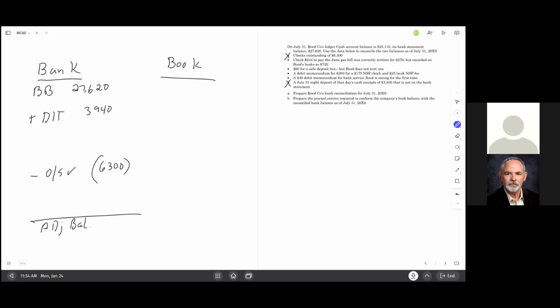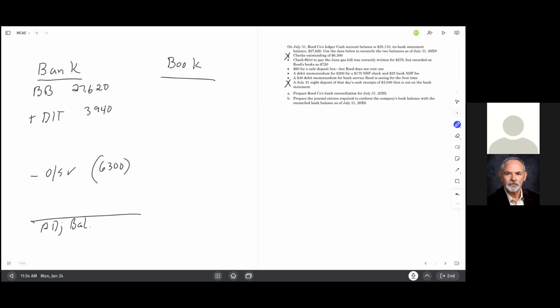But we want to take a look at the details here and see if there's any bank errors. Now, I know there's a bank error in there, so we just got to find it. Well, here, okay, check number 244 to pay the June gas bill was correctly written for 270, but recorded on Reed's books. Okay, well, that's a book error. So we know we have a book error.